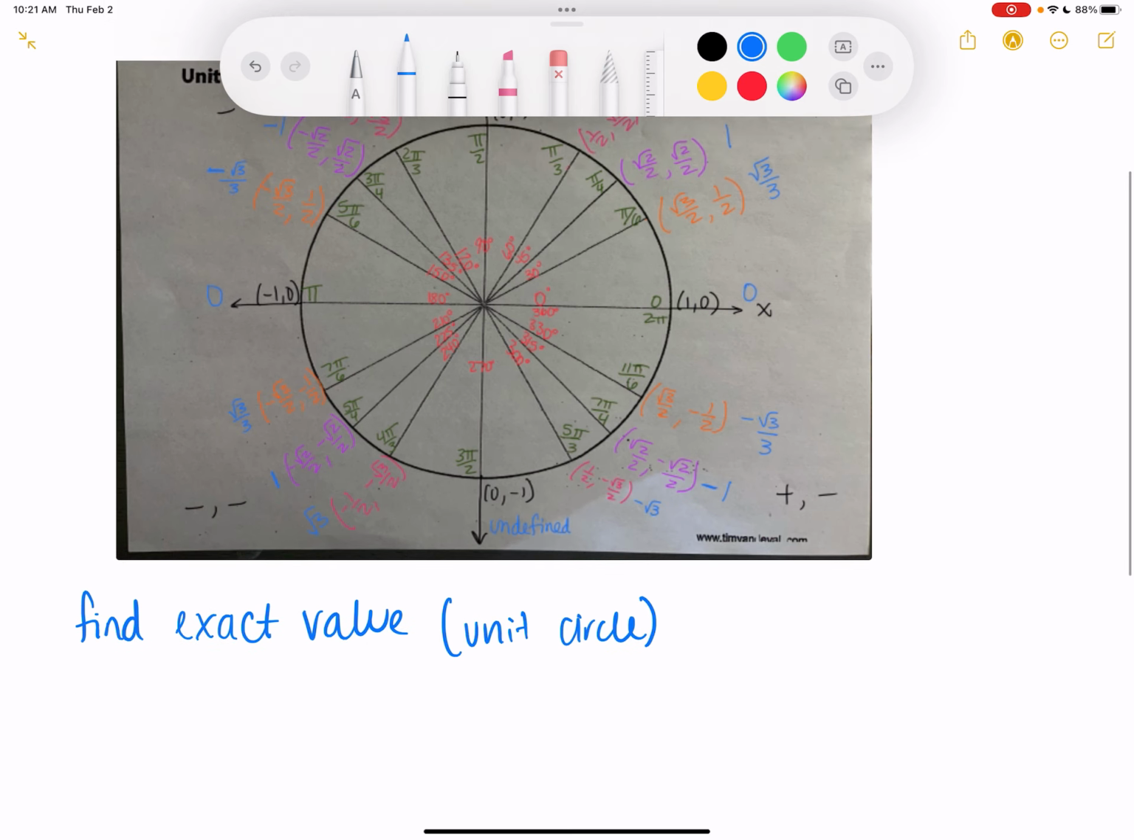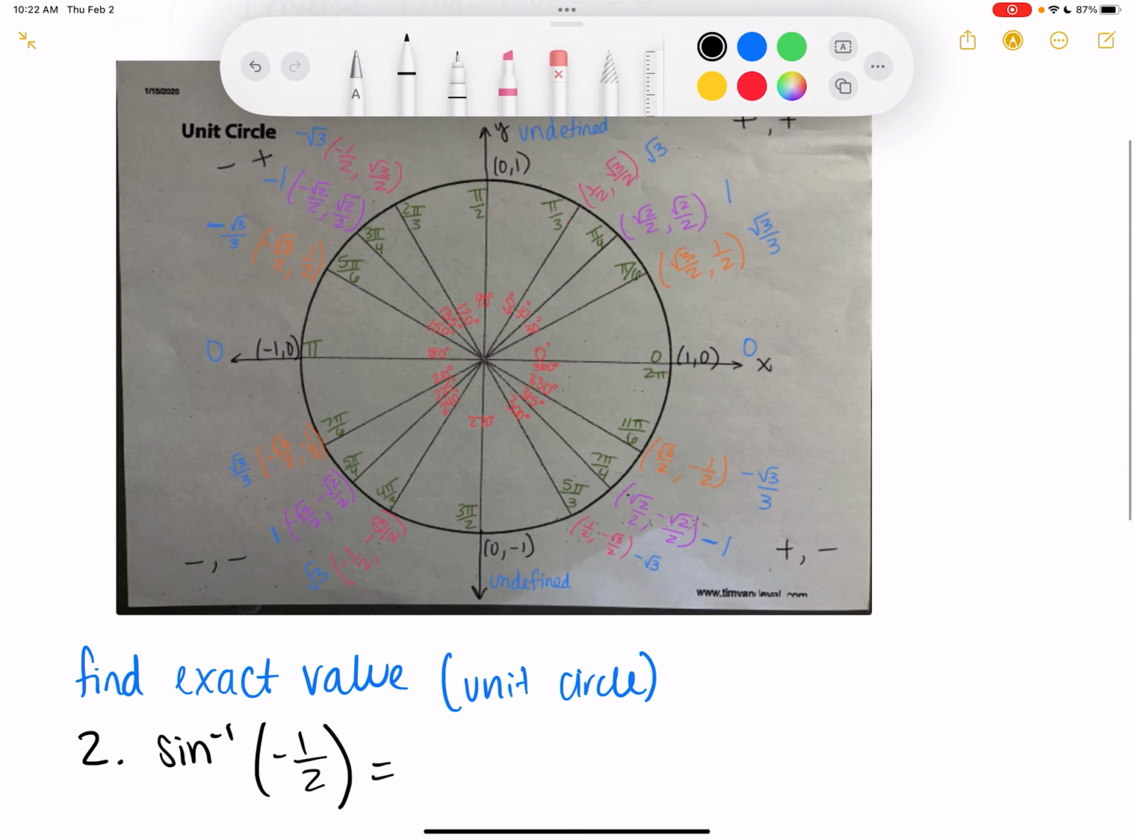So number 2, arc sine or inverse sine, I use the names interchangeably, of -1/2. So where is sine equal to -1/2? Bless you. That's right. It would be right there. Right there. Yeah, I can definitely see that.